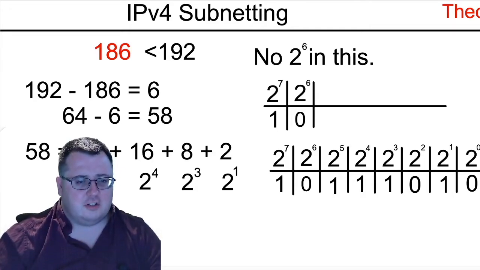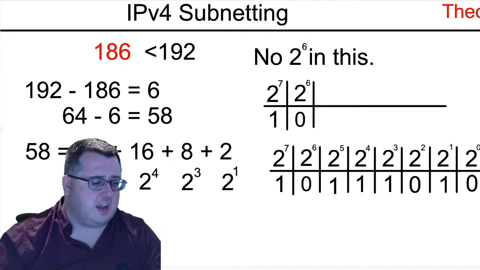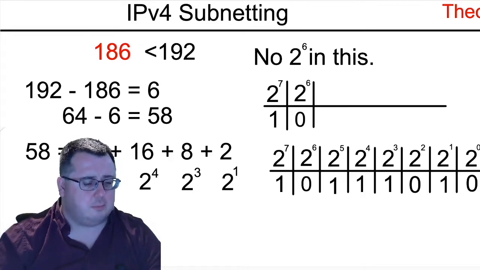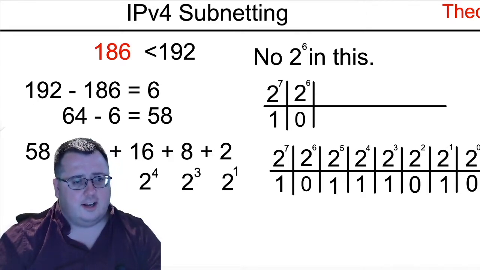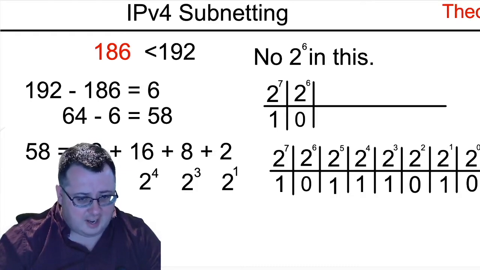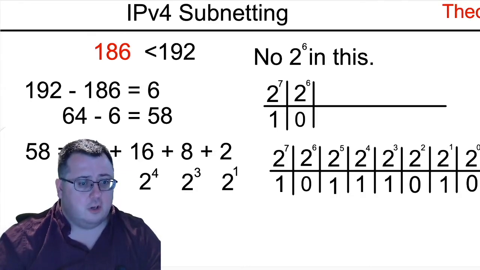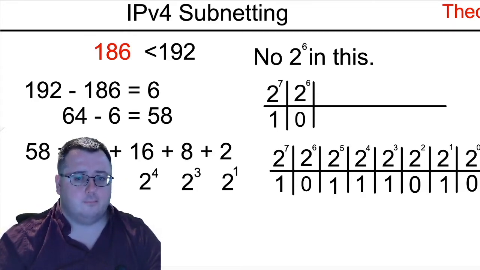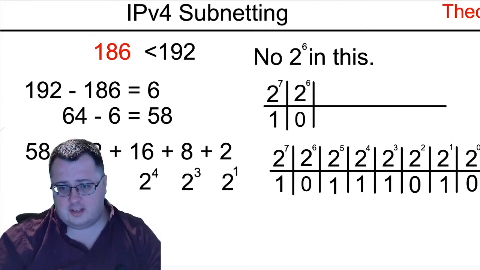And then I have to consider, well, what does 58 consist of if I want to break that down into powers of 2? Well, I can break 58 into 32, add 16, add 8, add 2. 32 is 2 to the power 5, 16 is 2 to the power 4, 8 is 2 to the power 3, and 2 is 2 to the power 1. So I've completed the table here.